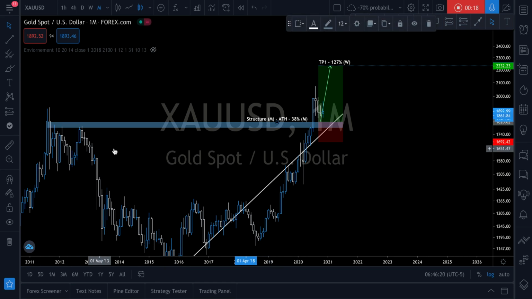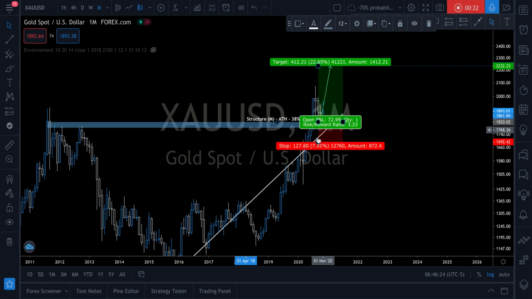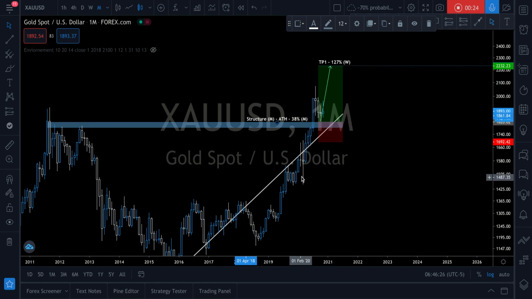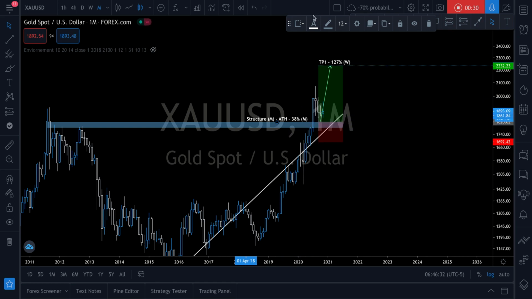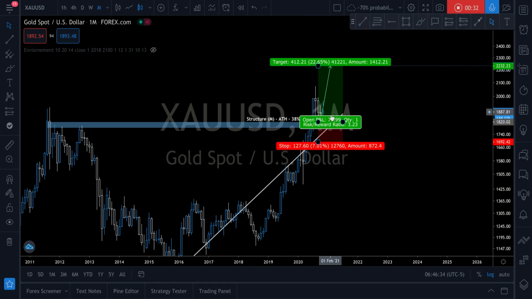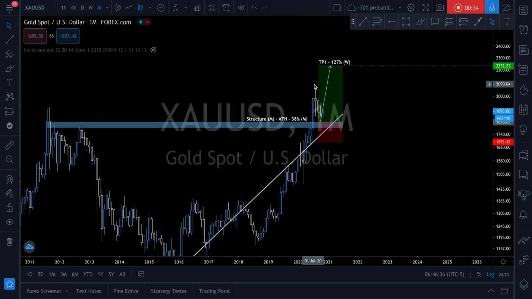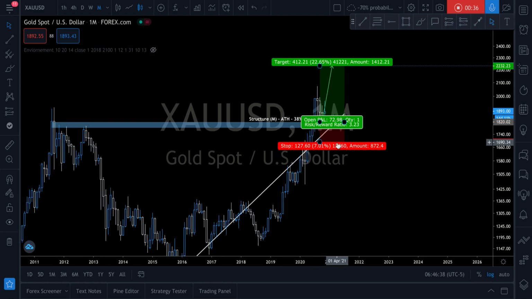But just real quickly, we found some structure on the monthly time frame, the previous all-time high. And we were looking at a retracement of this previous leg on the weekly time frame. That was a 38%, which was also aligning with the structure, and our take profit was going to be an extension of this current leg that was forming.